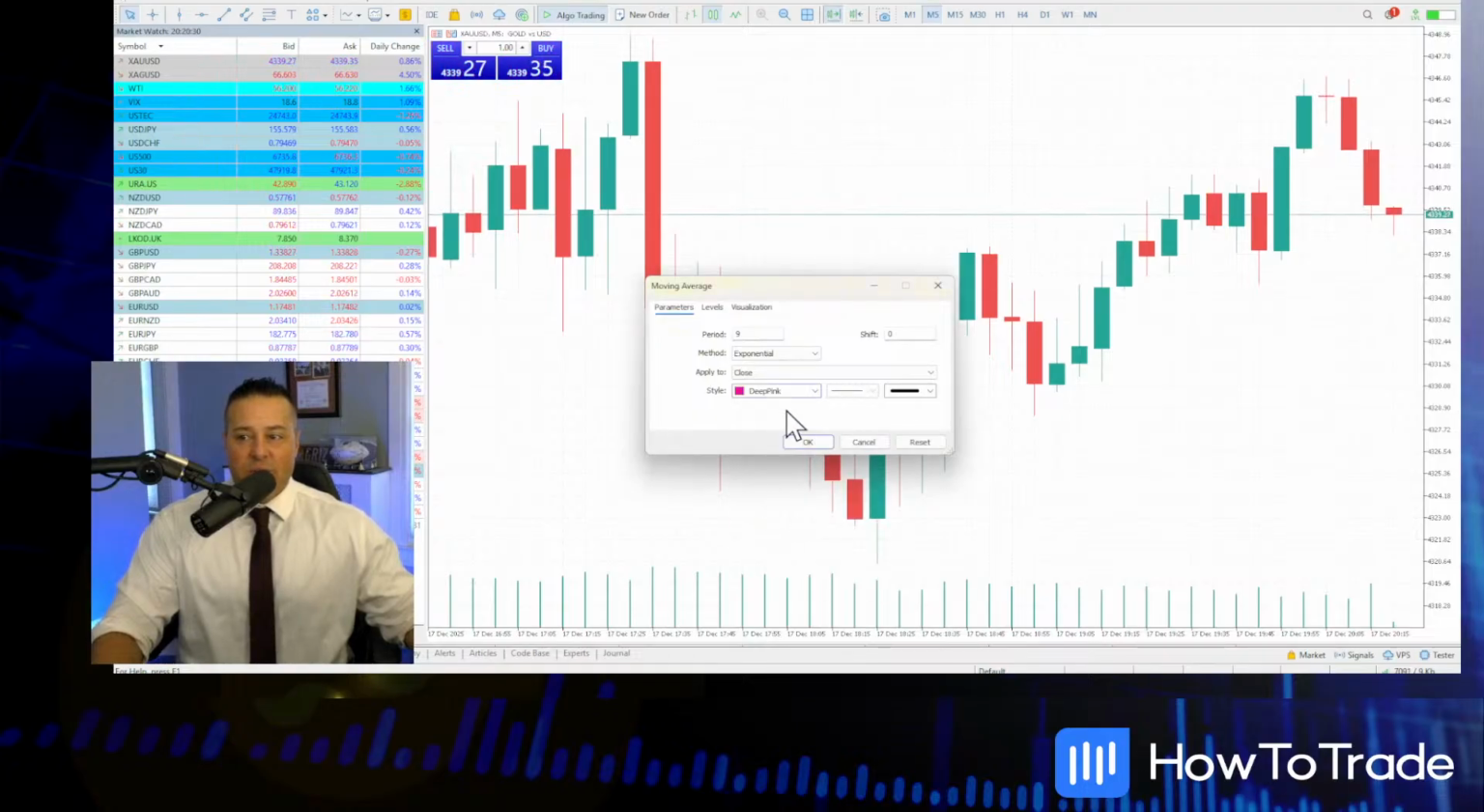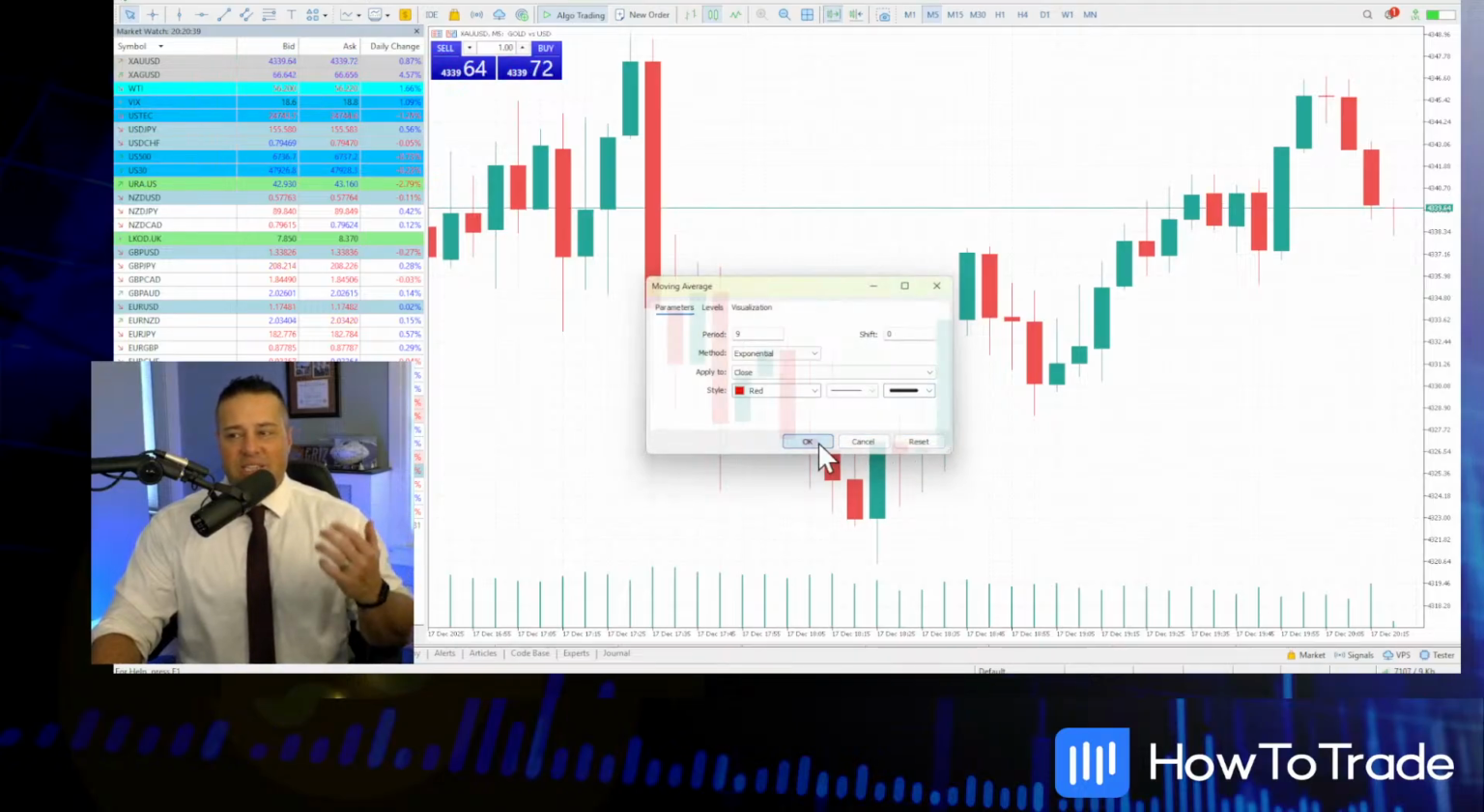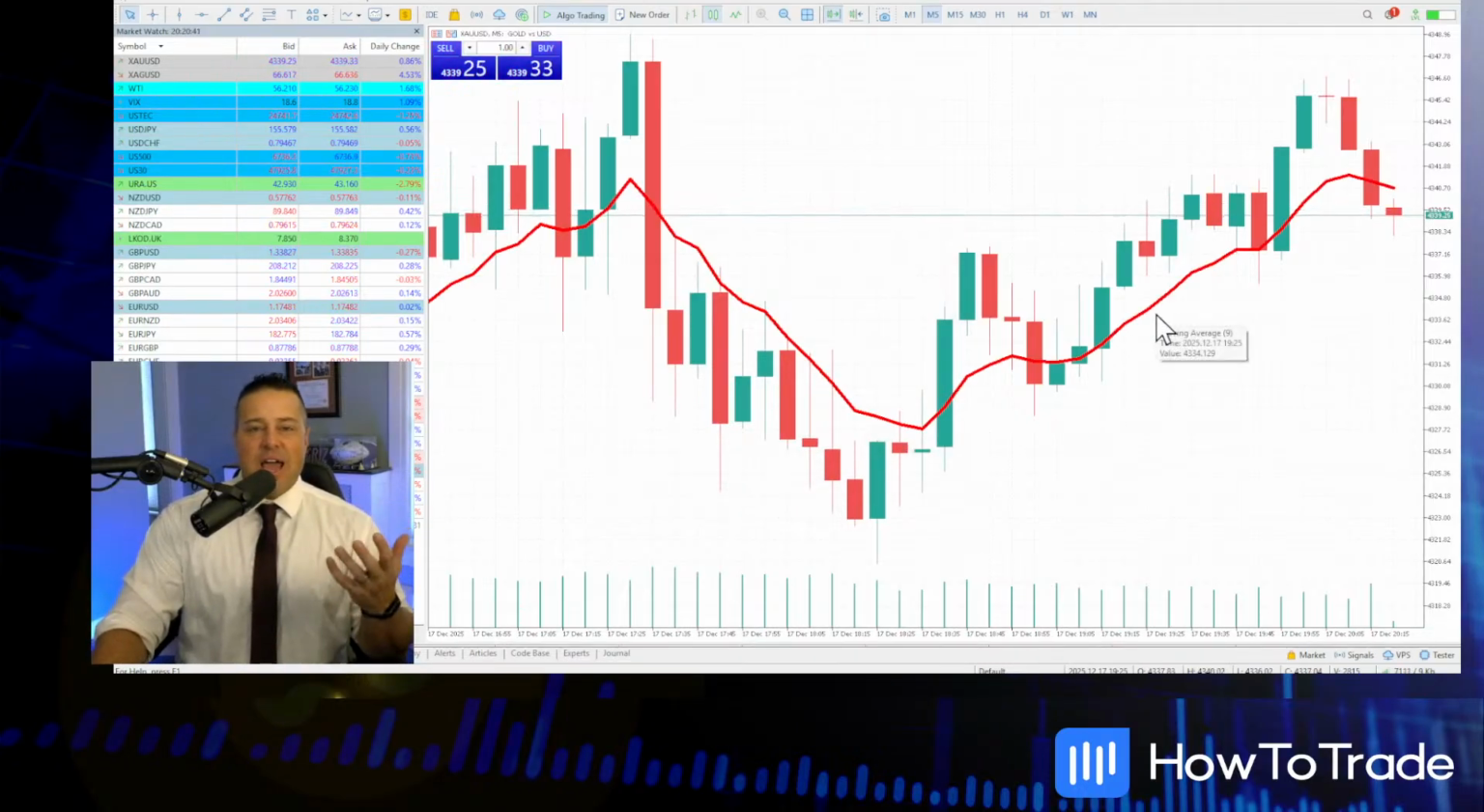I don't like deep pink, so let's go ahead with red and make this line a little bit bigger. I like it to be just a little bit thicker so we can see it easily. So that right there is your 9 EMA.